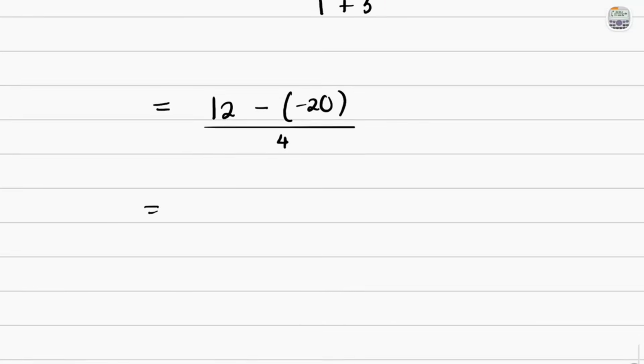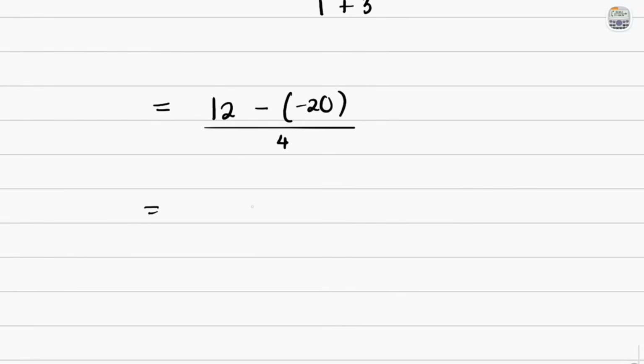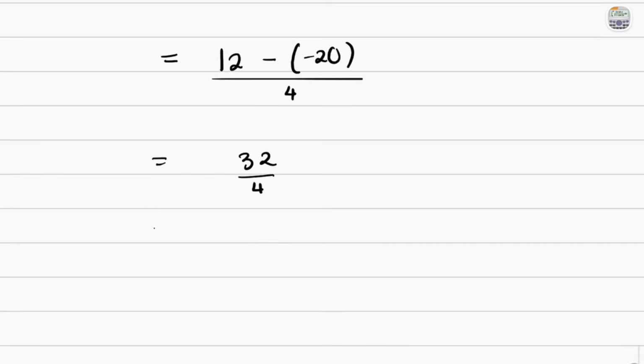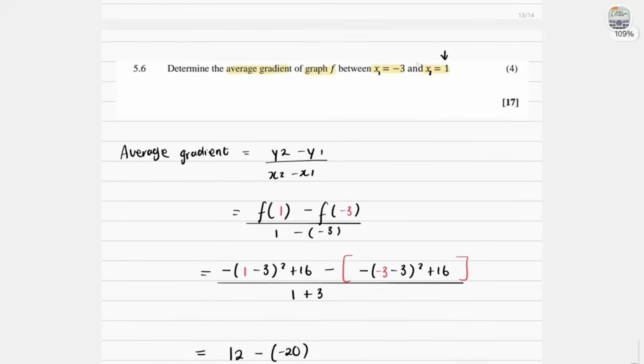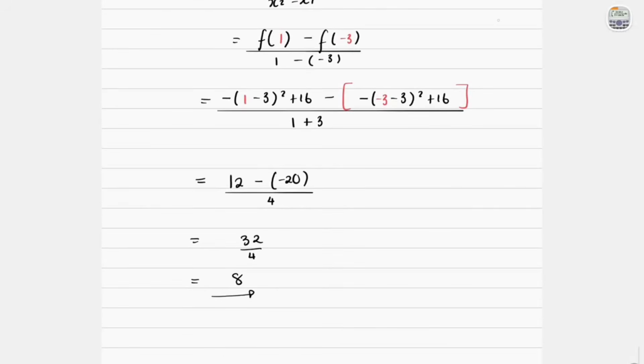So this is going to be 12 plus 20 is 32, divided by 4 is finally equal to 8. And that is our answer. And that is it for question 5.